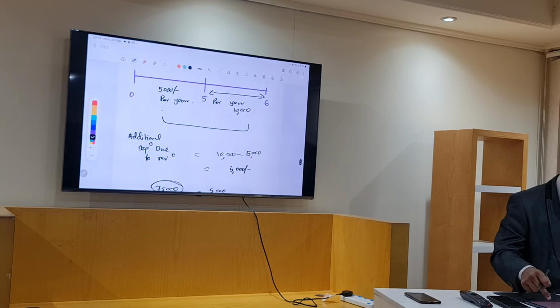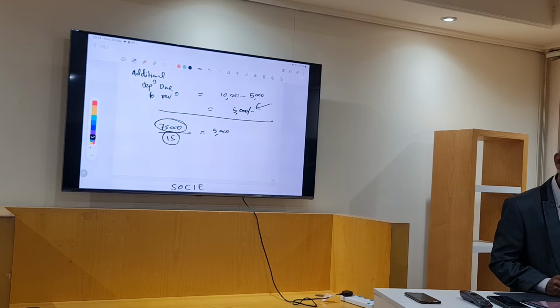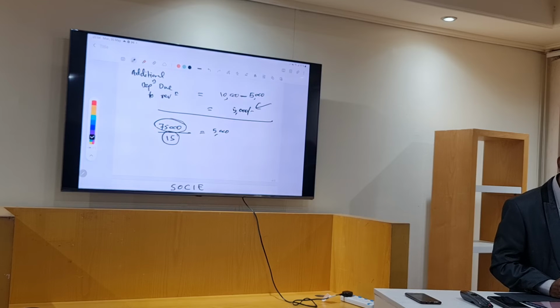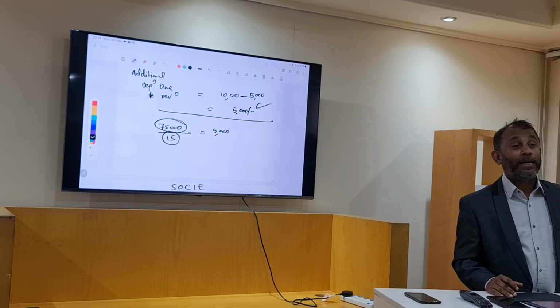You can calculate it like this or like this, both ways. For example, 10,000 plus 5, then do the minus 5. You take new depreciation minus old depreciation. Exactly, that we call additional depreciation.